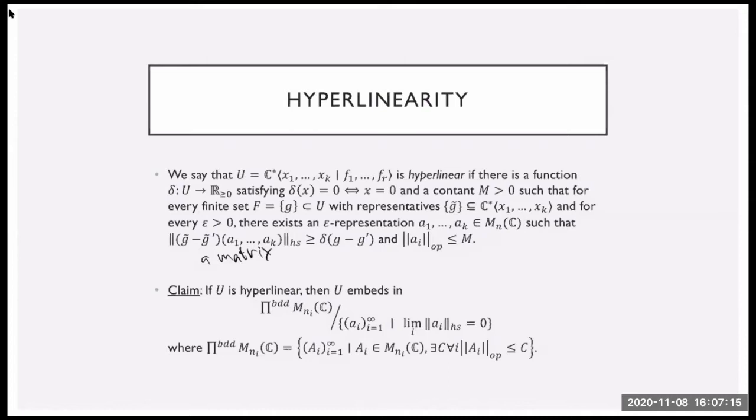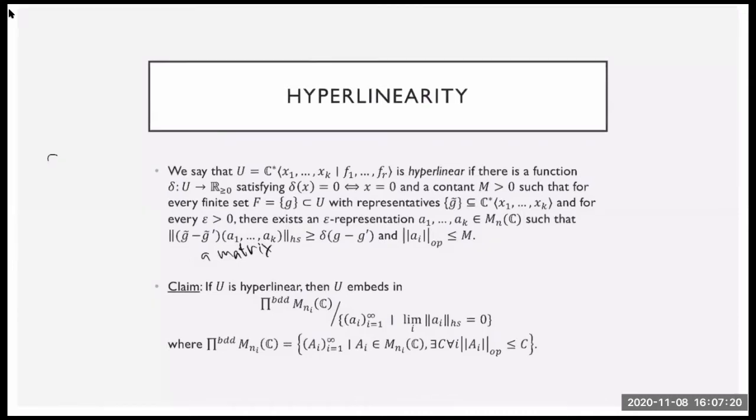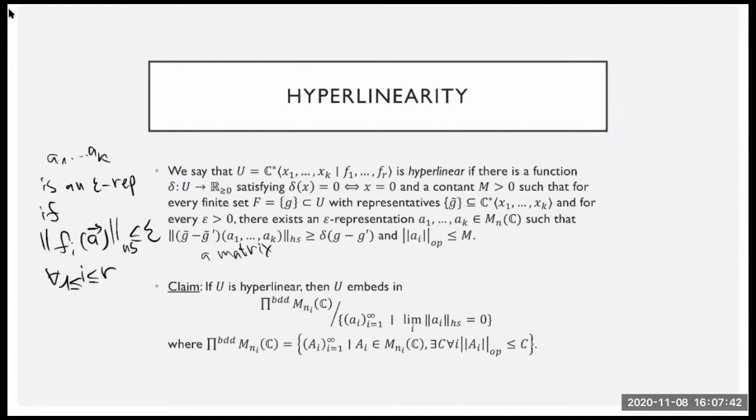Okay, all the elements of the epsilon representation. So if you don't remember what an epsilon representation is, an epsilon representation is just this kind of a tuple. So A1 up to AK is an epsilon rep if the Hilbert-Schmidt norm of fi of the vector A1 up to AK is just bounded from above by epsilon. And this is for any i between r and 1. So all of the relations are almost satisfied. Okay, epsilon satisfied. Great. So this was hyperlinearity, and I claimed last time.